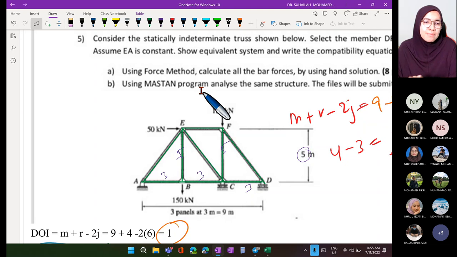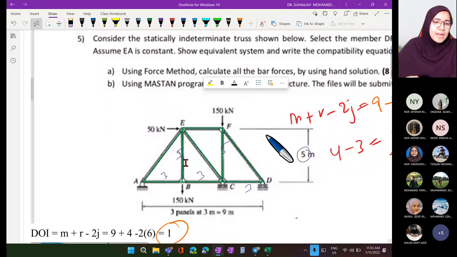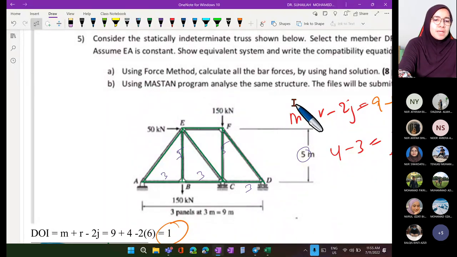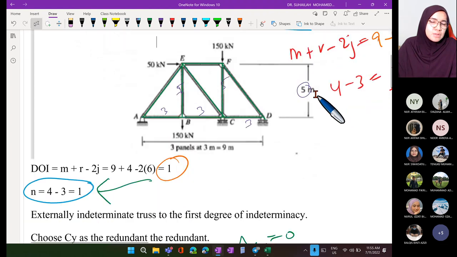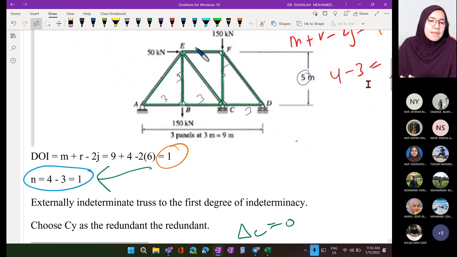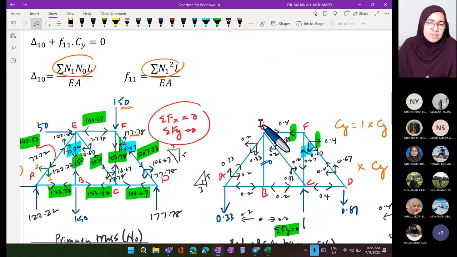But for the time being, this is not in the syllabus, so we don't do number 2, the Mastan program, because that's all software. Okay, we don't do this. So we just focus on theoretical calculation. If you do it in the lab and you get an indeterminate frame question, and you need to compare with the experimental testing, you get the displacement, and then you calculate the reaction and the member forces. So this is actually the theory.